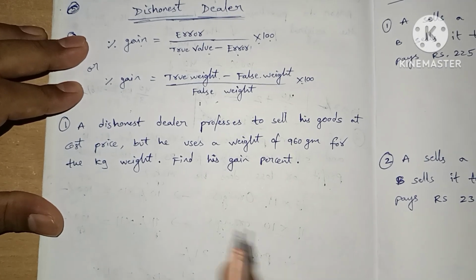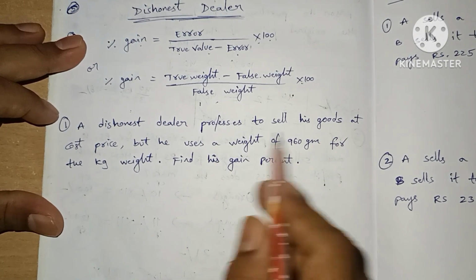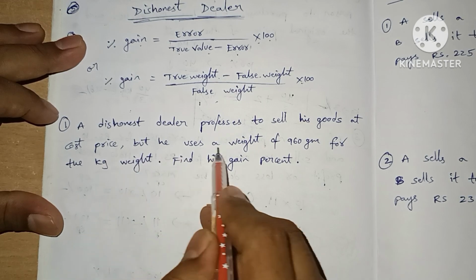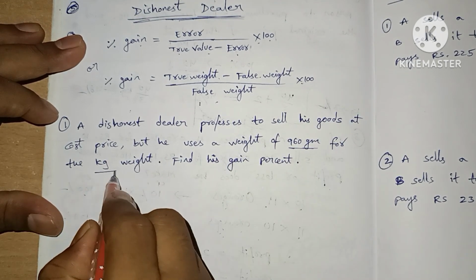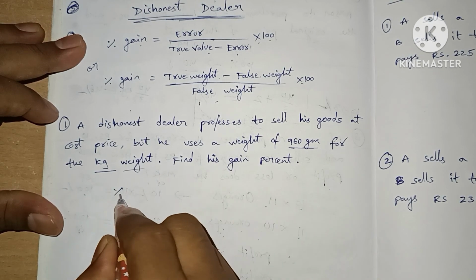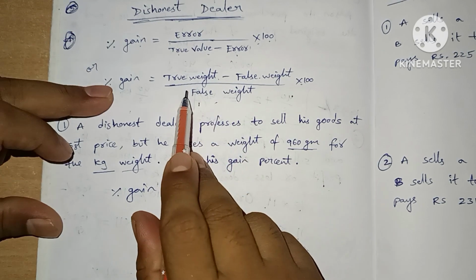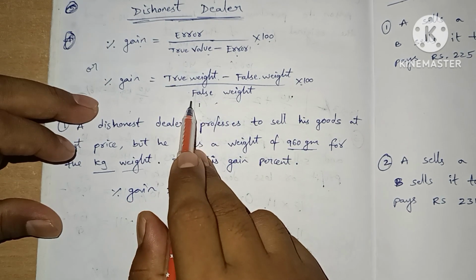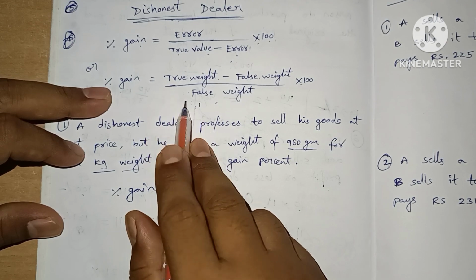Let's see this one. Question number 1. A dishonest dealer professes to sell his goods at cost price, but he uses a false weight of 960 grams for 1 kg weight. Find his gain percentage. Asked about gain percentage, we have a formula, this one or this one. Either we take this one or this one, we get the same. I am trying to take this one.